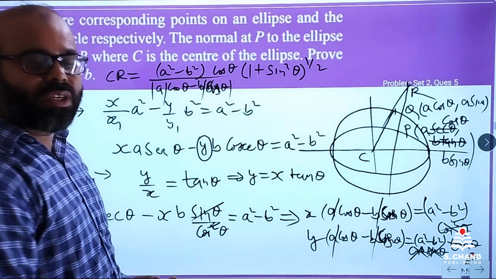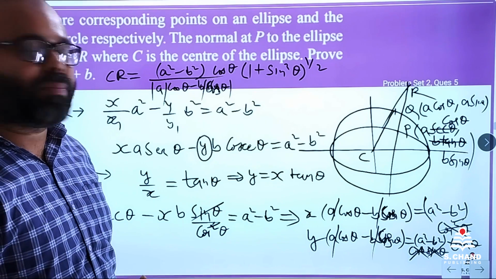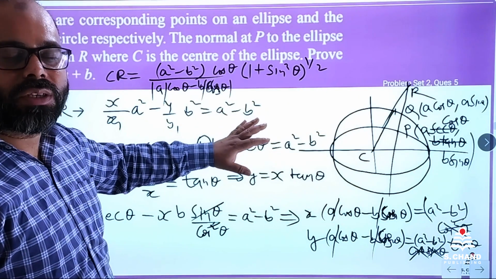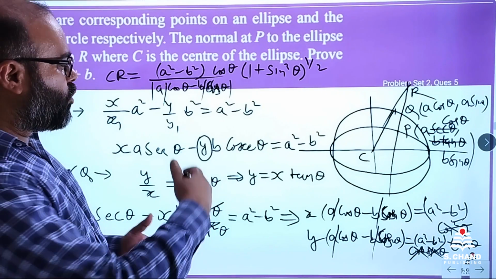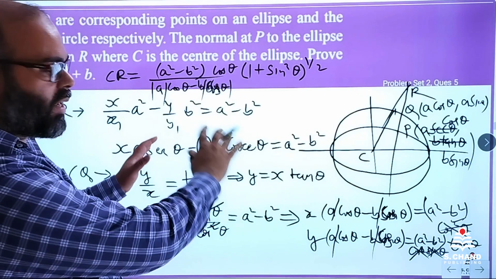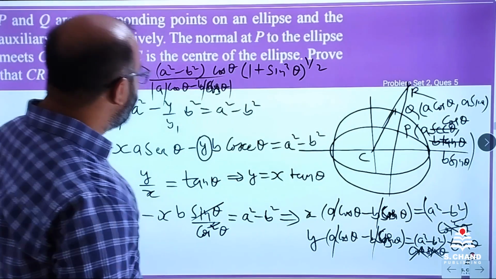So these calculation errors sometimes happen. So you have to do each and every calculation step by step. I am doing it here because the space constraint is also there. I don't want to rub, because you may lose the trace, that is why I am keeping everything over here. So you have to see here. So a square minus b square tan theta is there.